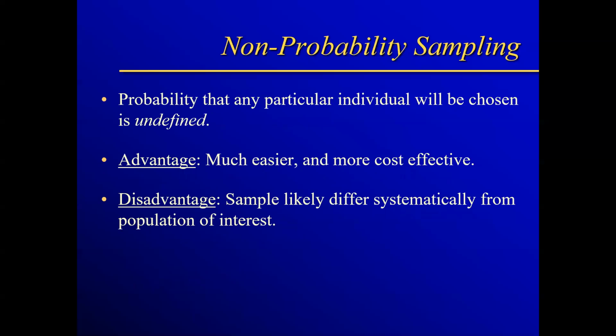So this is where the probability that any particular individual in your population will be chosen is undefined. We're not sure what the probability is. The advantage of this is that it's much easier and much more cost-effective than probability sampling. But the disadvantage is that your sample may differ systematically from your population of interest. And this is a problem when it comes to things like generalization. So there is an advantage, easier, but you're more likely to have systematic differences.